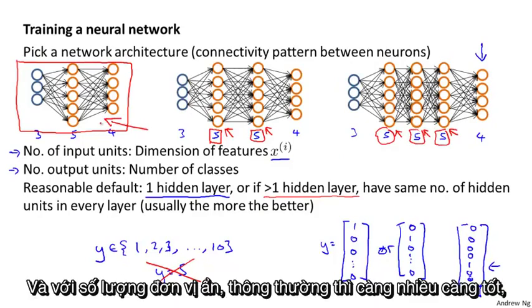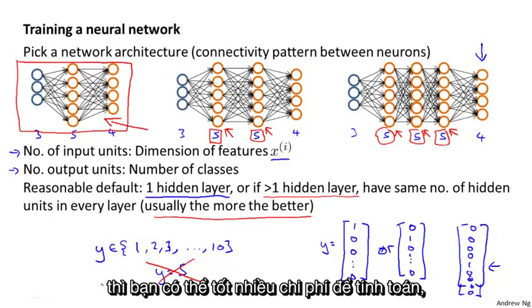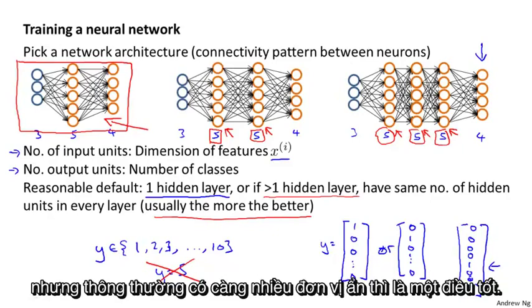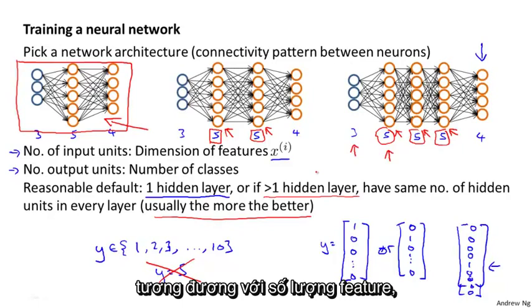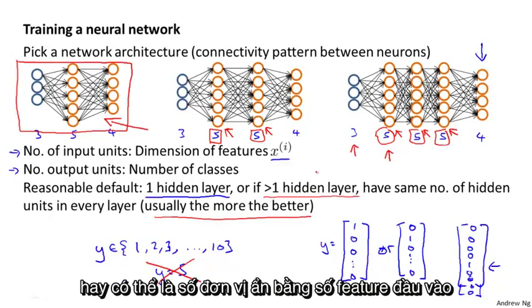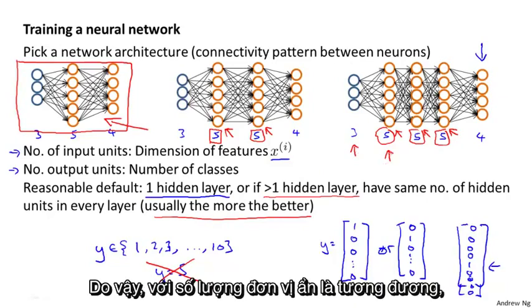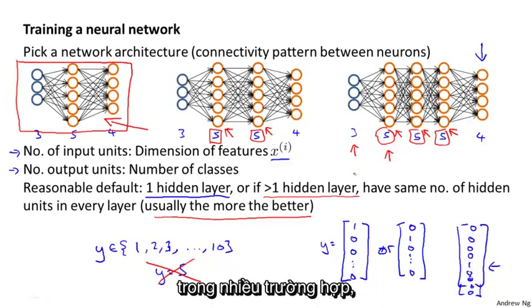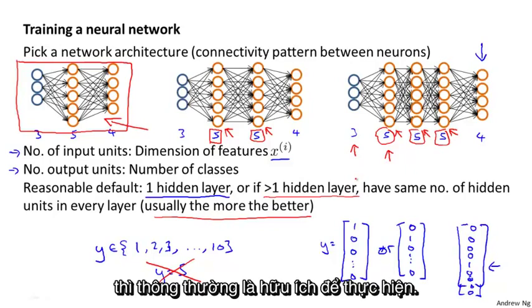And as for the number of hidden units, usually the more hidden units the better. It's just that if you have a lot of hidden units, it can become more computationally expensive, but very often having more hidden units is a good thing. And usually the number of hidden units in each layer will be maybe comparable to the dimension of x, comparable to the number of features, or it could be anywhere from the same number of hidden units as input features to maybe twice of that, to 3 or 4 times of that. So having a number of hidden units that is comparable to, or several times bigger than, the number of input features is often a useful thing to do.